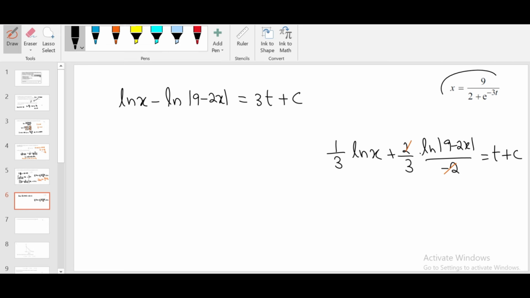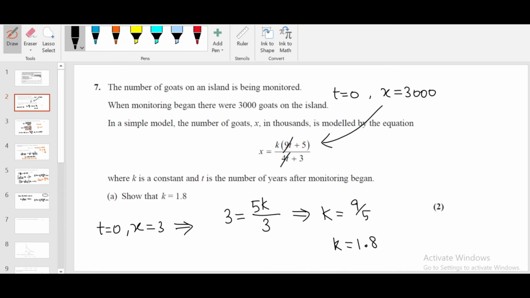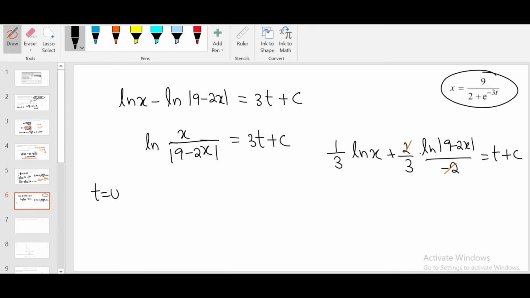We need to prove that x is this actually. Now to find c, probably we can combine the logarithms. I'm gonna write it without the modulus because it's not a definite integral. We are not gonna sub in any value, we are gonna sub in a condition here actually. Just keep it as modulus as of now. 3t plus c. To find c, we use the initial condition from the model. Here the initial condition says t is 0, x is 3000. So t is equal to 0, x is equal to 3.